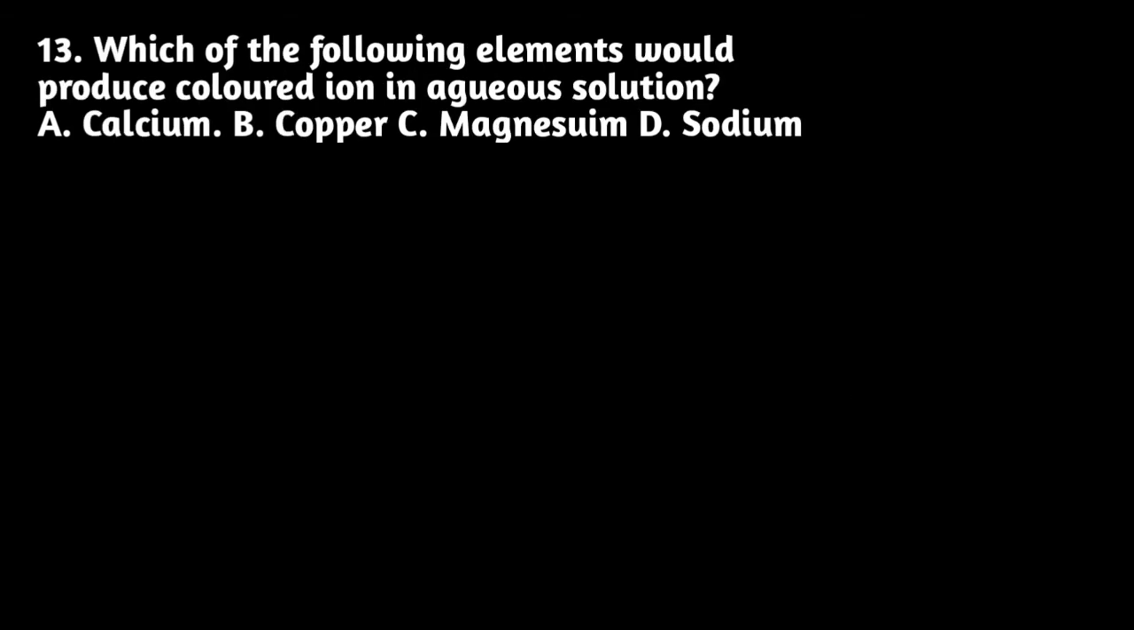Question number 13. Which of the following elements would produce colored ions in aqueous solution? Okay, for you to get colored ions, we should look towards transition elements. When we talk about transition elements, we are talking about core transition elements, not elements like zinc or scandium. And if you look at the options given to us, it is only copper that is a transition element among all of them. That means that calcium, magnesium, and sodium will give us colorless.